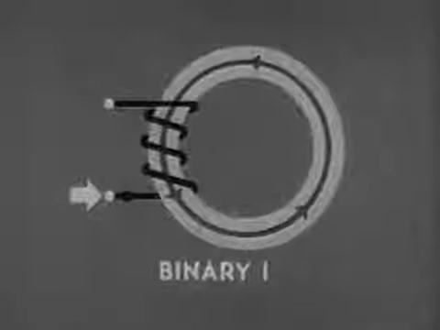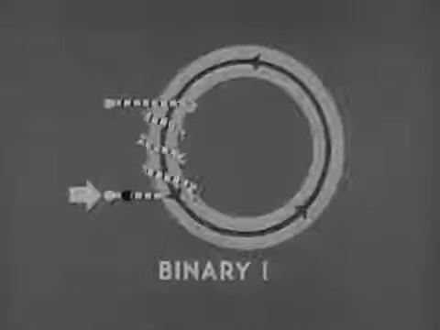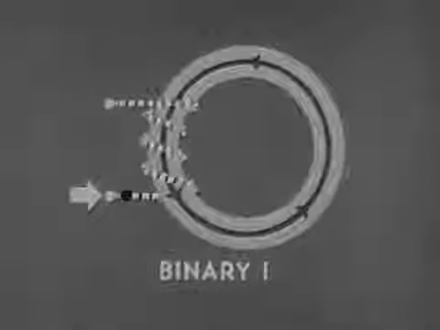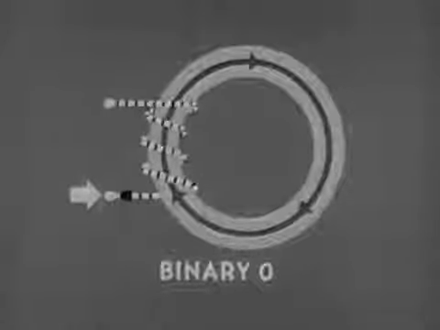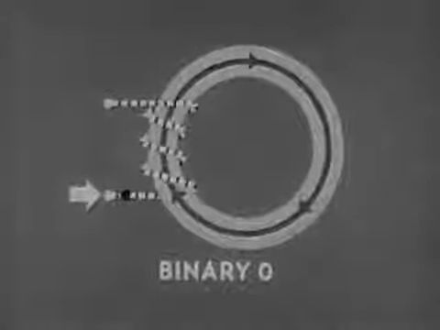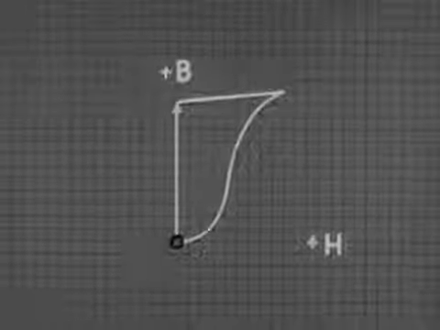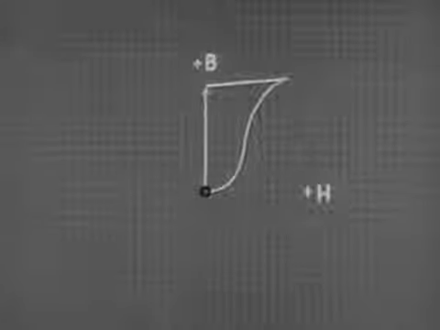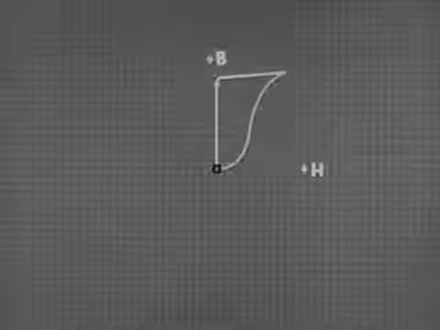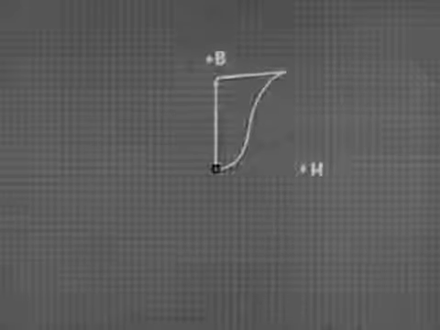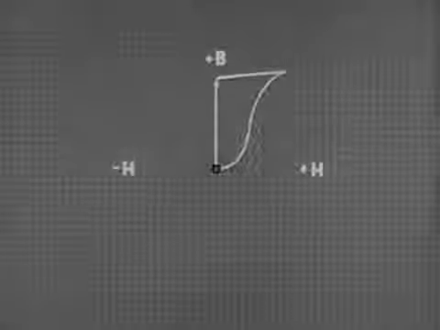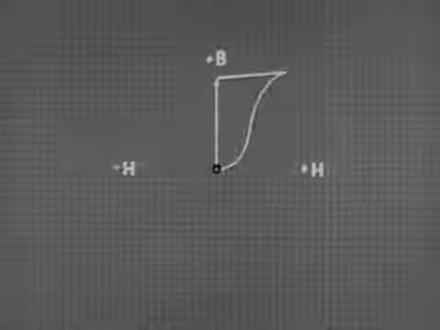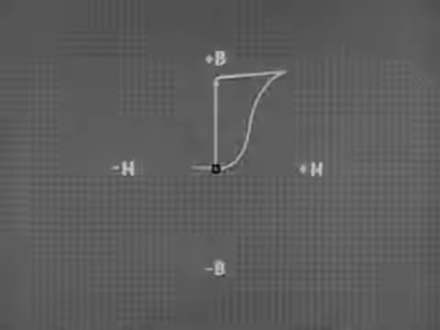But if we send current through the other way, into the dot side of the winding, then, of course, the core's state will change. To plot the effect, we'll extend our graph. With dot current, we're applying a negative magnetizing force represented by minus H. Negative flux density is symbolized by minus B.